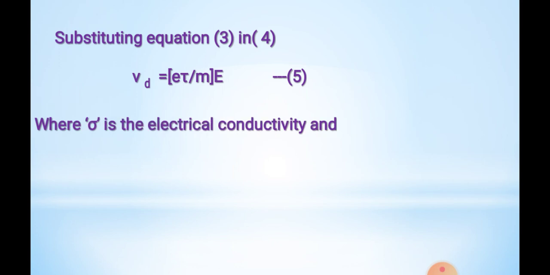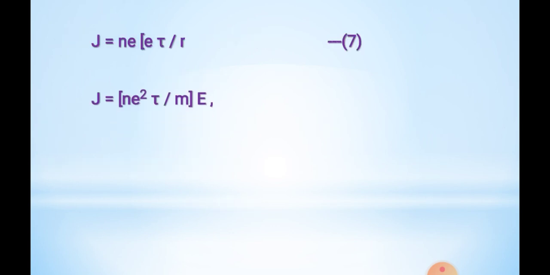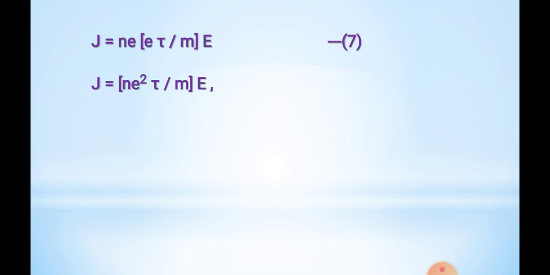We consider this equation number 5. Now the current density is denoted as J, and it is given by the formula J is equal to neVd. This is equation 6. We can substitute the value of Vd from equation 5 in equation 6. So you will get J is equal to n e into eE tau by m. We consider that equation number 7. On solving this, we get J is equal to n e square tau by m into E.